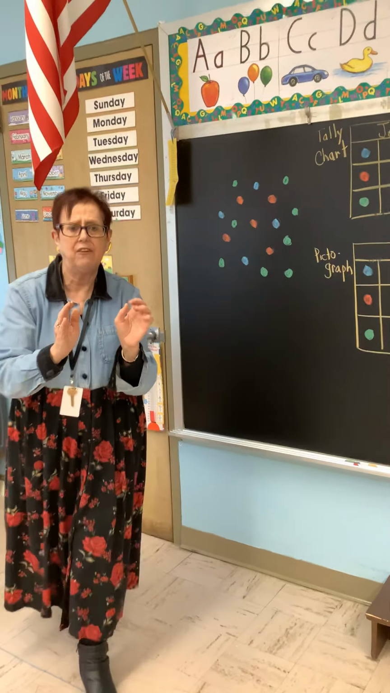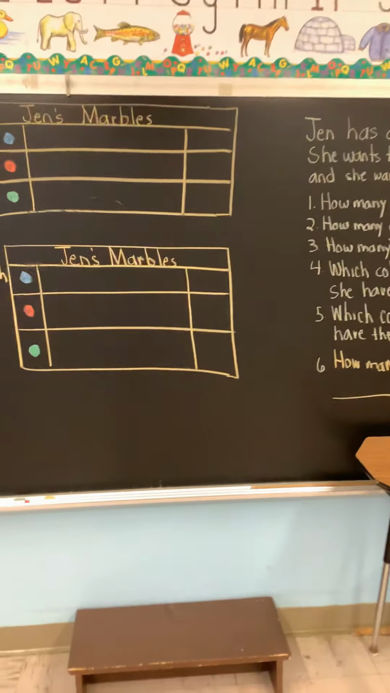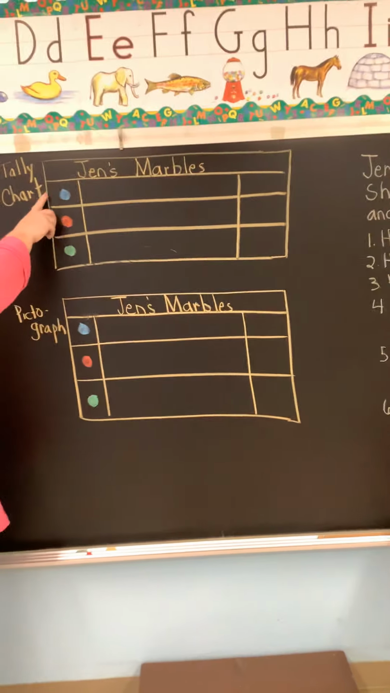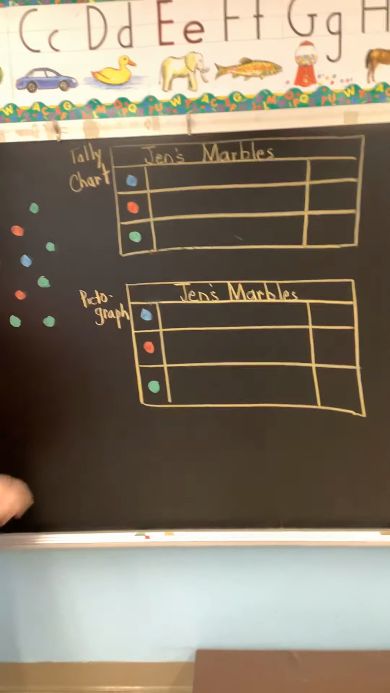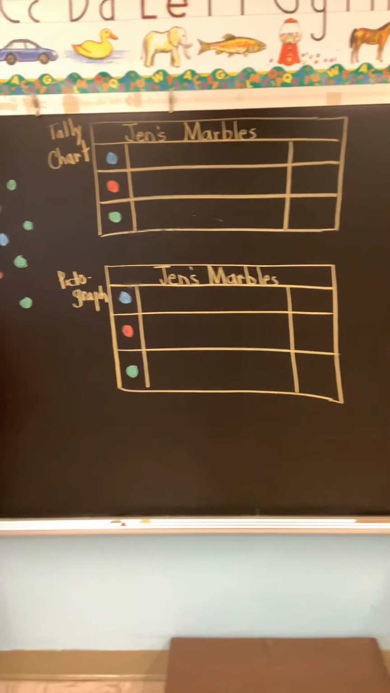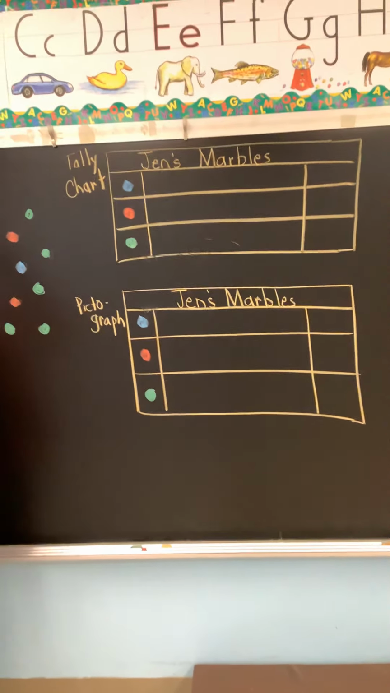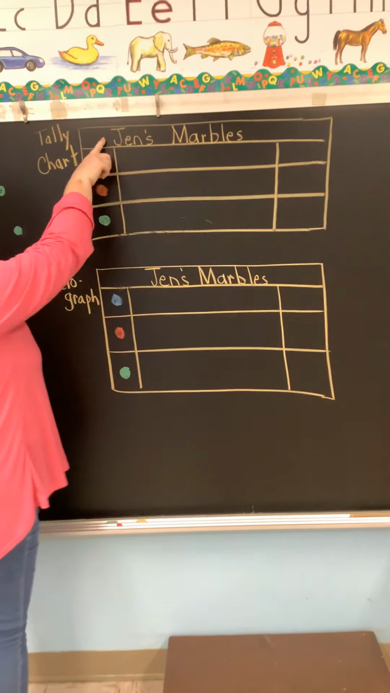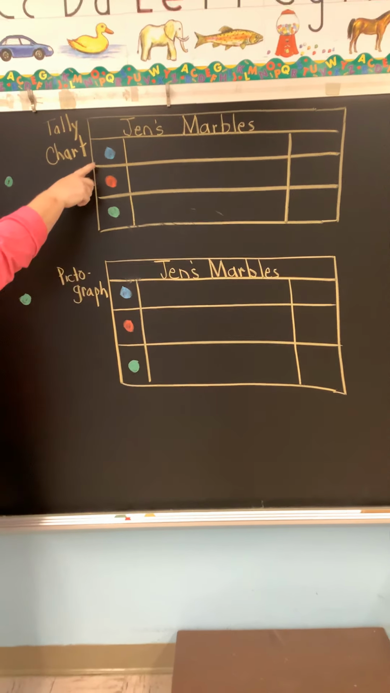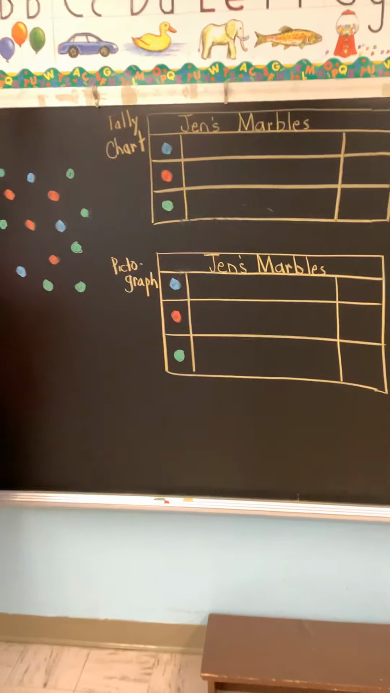So I'm going to switch places with Mrs. Souza. Okay. The top one, point to it, is called a tally chart. You all know, you've used tally charts before. So I'm going to ask Mrs. Souza to please make the tally chart of Jen's marbles now. Notice that a tally chart has a title, Jen's Marbles, and then it has the 3 colors of marbles that she has. She's going to start by counting the blue ones. I want you to watch how she does it.